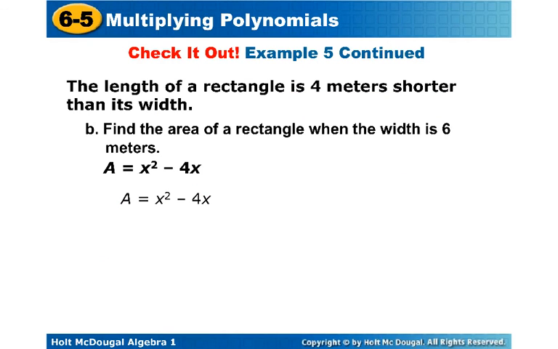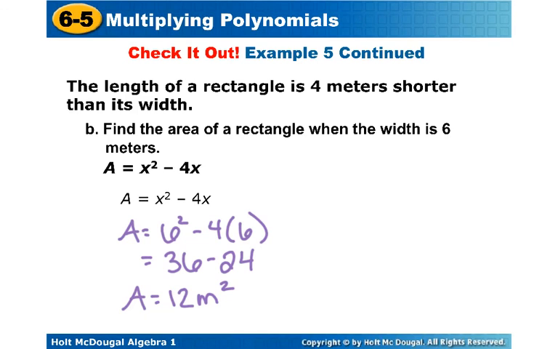So they used x in terms of the w like I did, but all you're doing is plugging in w is 6 here, whether you use x or w, and then simplifying and solving, and you get your area to be 12 meters squared. Okay, they're not too difficult, are they? It's just about being able to read and interpret what the question is saying.